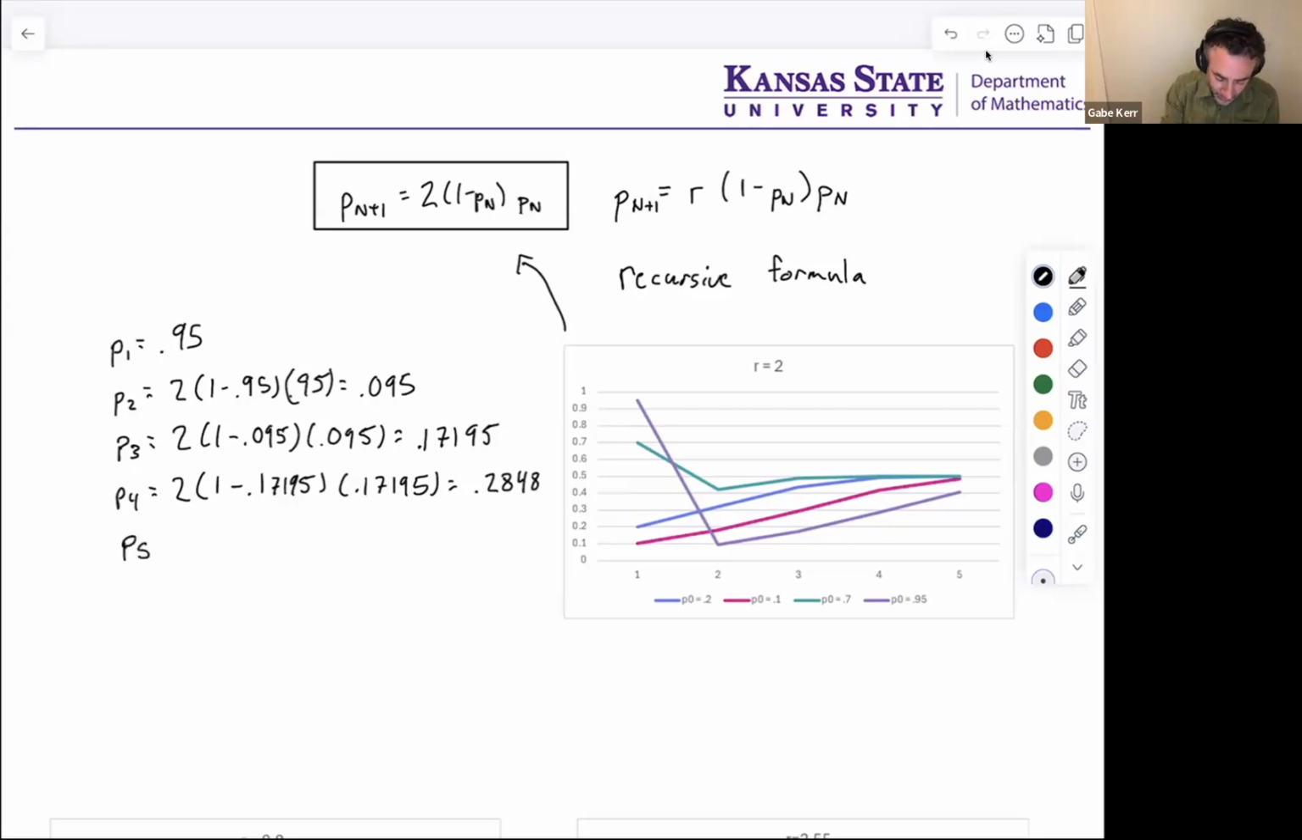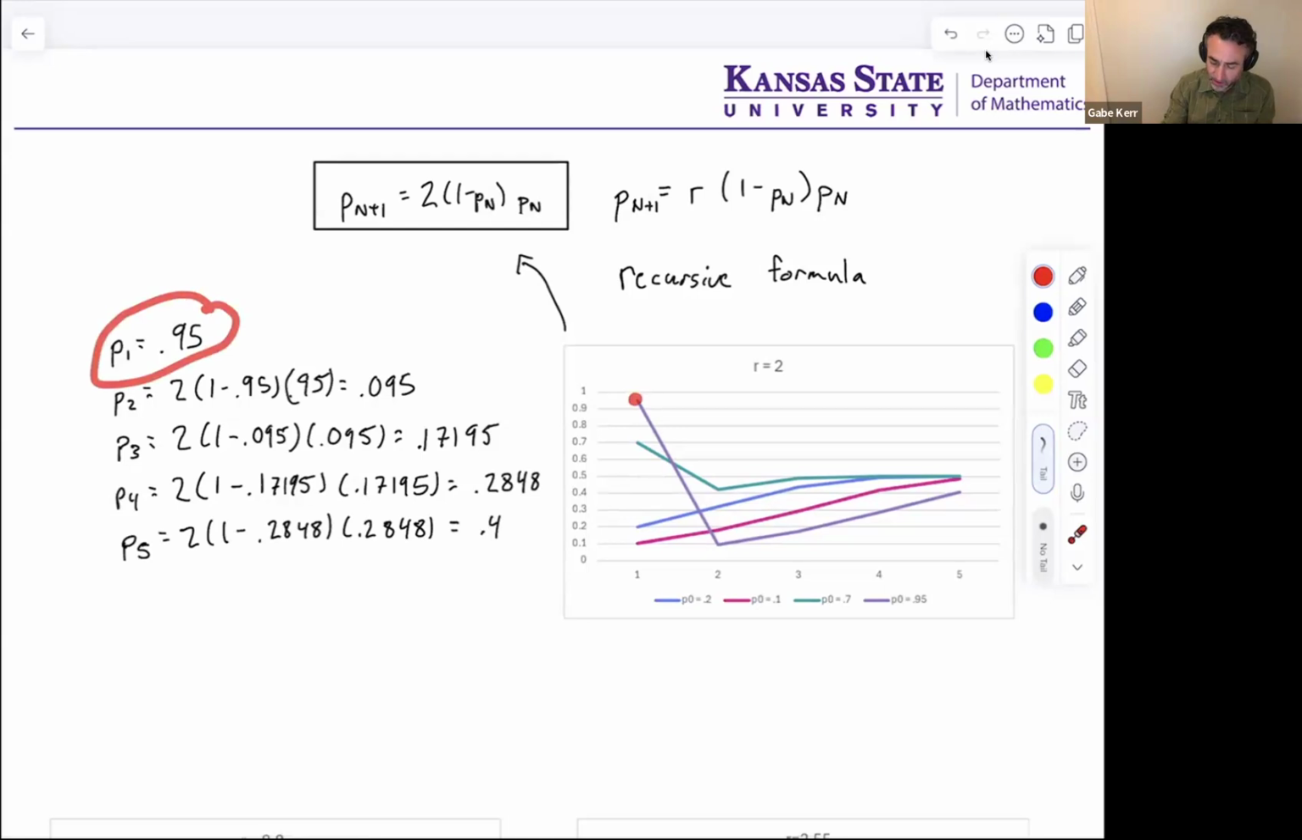And then for P5, again, you use your formula, and you see what you get. It gets around 0.4 here. Okay, so for the purple, this is just with this particular starting value. If you put in this particular starting value, you see this kind of evolution.